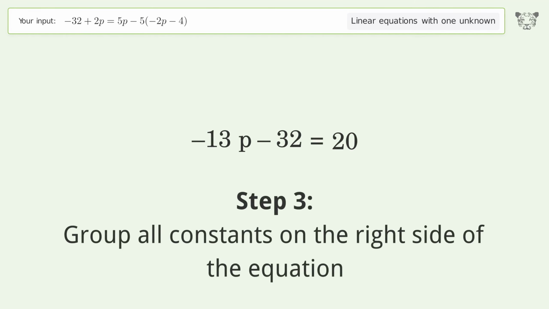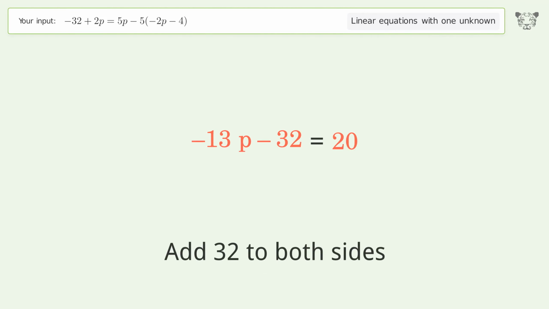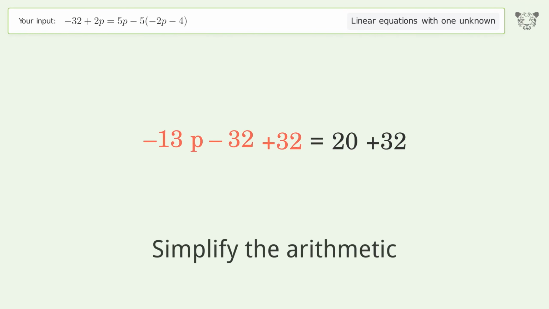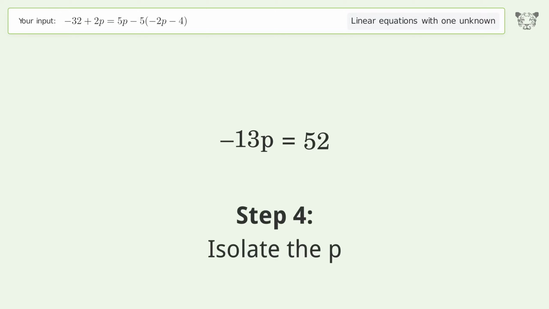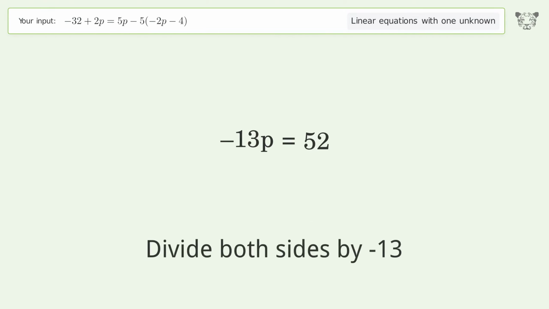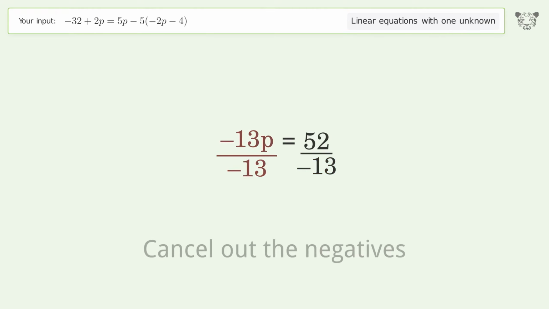Group all constants on the right side of the equation. Add 32 to both sides. Simplify the arithmetic. Isolate the p. Divide both sides by -13. Cancel out the negatives.